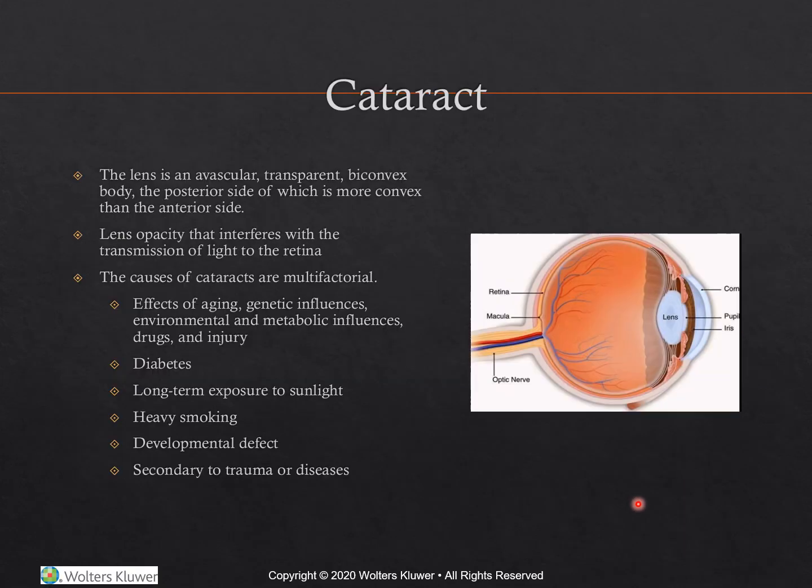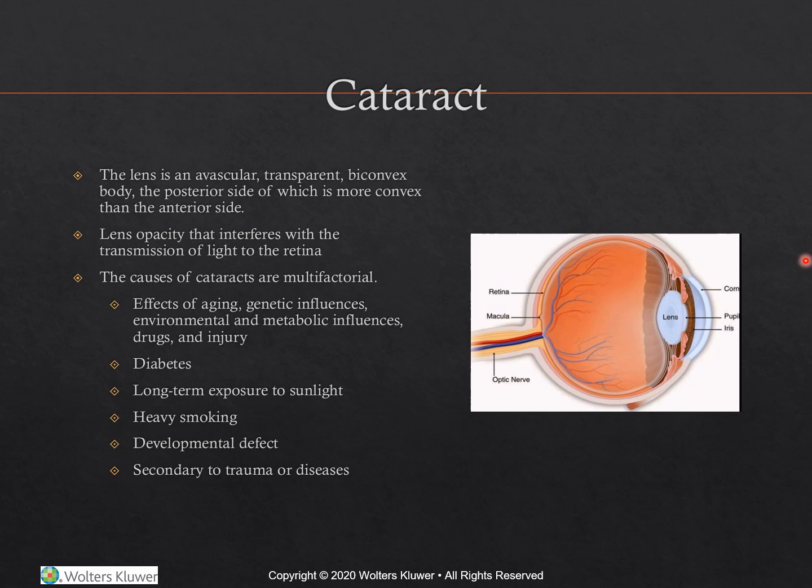Next, we're going to talk about cataracts. This is the most common cause of age-related visual loss in the world. So this is one that, as people age, becomes very, very common. We find it in approximately 50% of people between the ages of 65 and 74, and in 70% of people over age 75. So again, cataracts are extremely common.